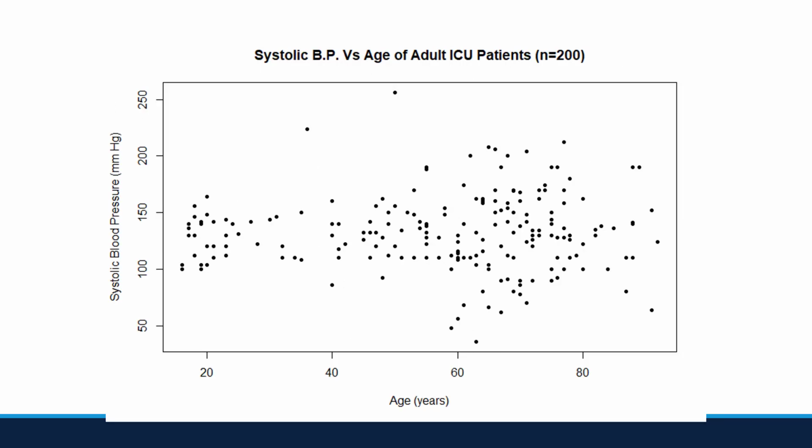Looking at the two scatter plots from earlier. Here we have the scatter plot of systolic blood pressure versus age for the adult ICU patients. The Pearson's correlation coefficient R is equal to 0.04 in this case. The value supports what we visually see in the scatter plot, i.e. there is little to no association.